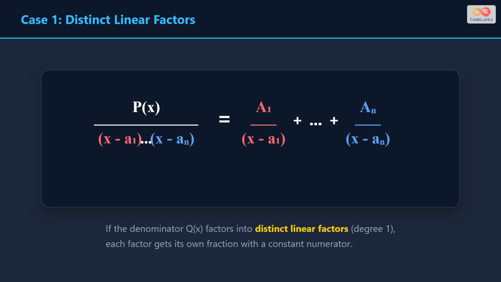The first and most common scenario is when the denominator factors into distinct linear factors. This means you have factors like x minus a, where no factor is repeated. The rule is simple. For every linear factor in the denominator, you create a separate fraction with a constant unknown, usually labeled A, B, or C, in the numerator.